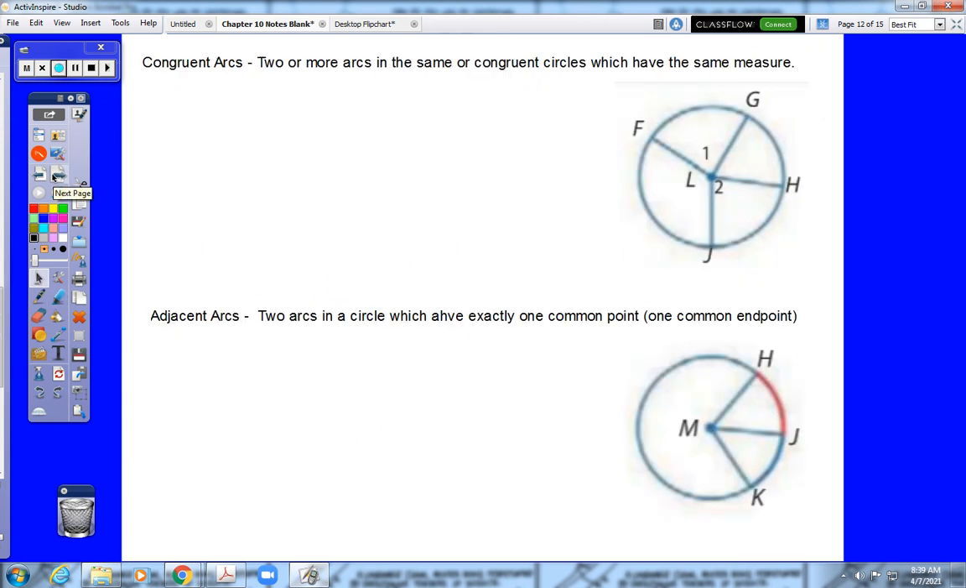Okay, a little bit more vocab here. We have 2 newish terms, both of which contain words we should already know. Congruent arcs. What does congruent mean?